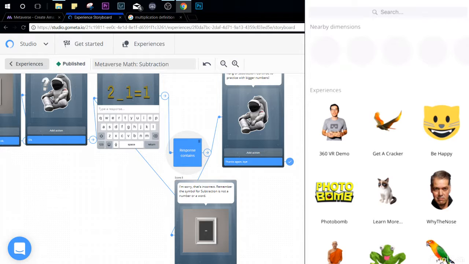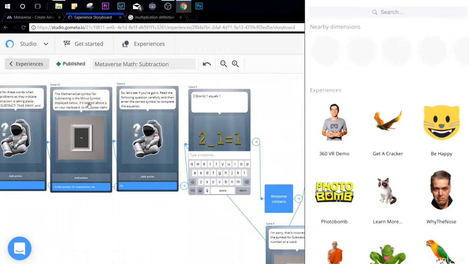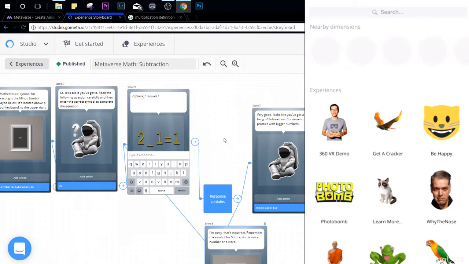If it's anything else, if it's any numbers or letters, then it's going to take them here. It's going to say, remember that the symbol for subtraction is not a number or a word. And hopefully this particular block will really emphasize the point. But nevertheless, if they type it in wrong, then it will take them back here and they can try again. And if they get it correct, then it will take them to the end. So now let's try out this experience. Let's try out our different outcomes as well.